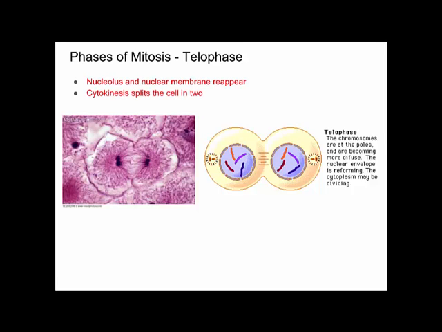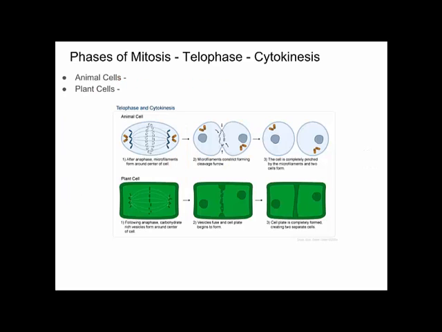Then the last step is what we call cytokinesis, the splitting of the actual cell itself. So in animal cells, the middle starts to pinch in until it completely separates. And when it's done, we'll end up with two cells that have exactly the same genetic material. They have the same number of chromosomes, the DNA is exact. So in this last stage, cytokinesis, in animal cells, like I said, the cell membrane just pinches in the middle and eventually separates into two cells.